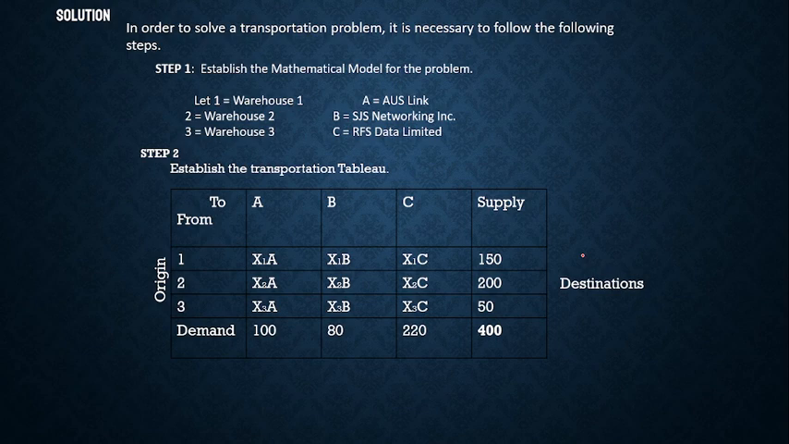So in order to solve a transportation problem, it is necessary to follow the following steps. Okay? Establish the mathematical model for the problem and establish the transportation tableau. Okay? So familiar, no? So this is our sources: warehouse 1, warehouse 2, warehouse 3, and different companies naman. Okay? A, B, and C, and the supply, and the demand. And ito yung mga destinations nila. Sige.